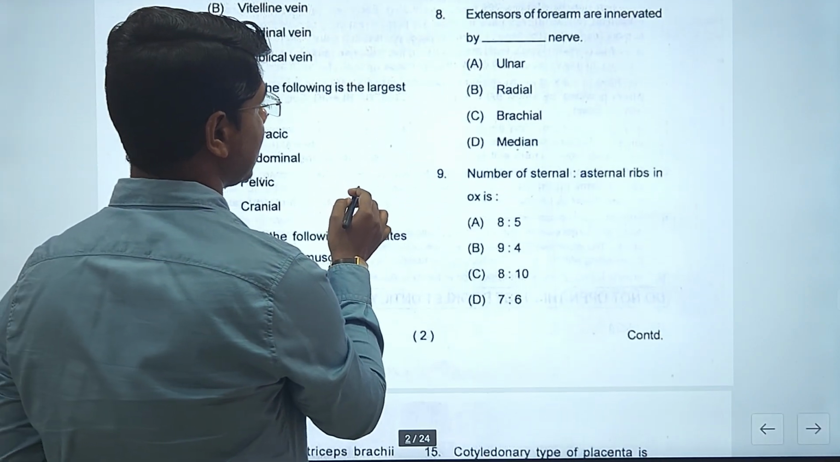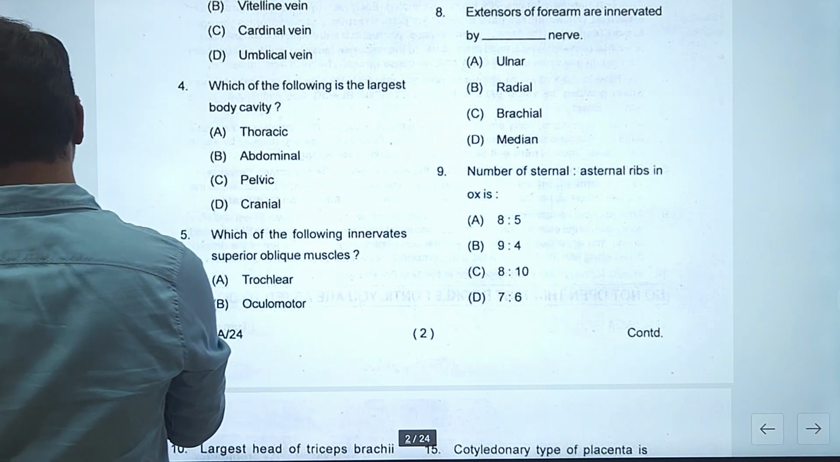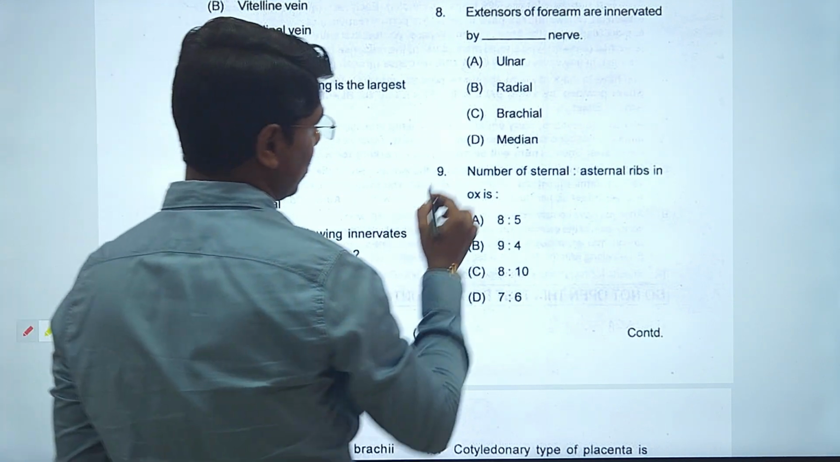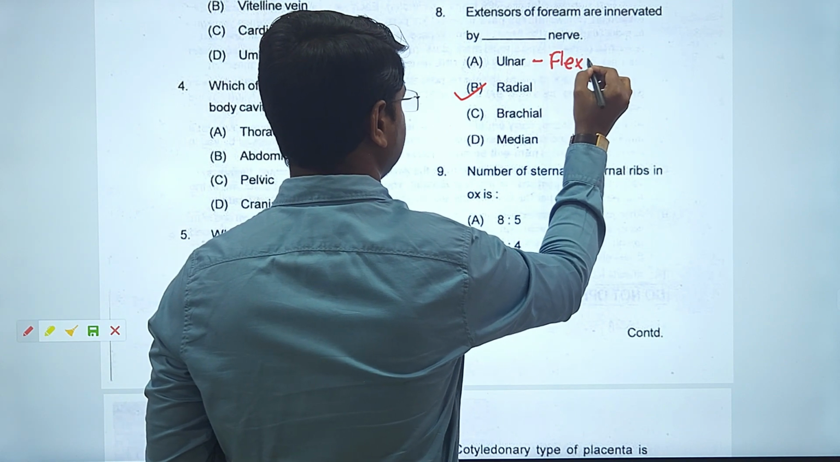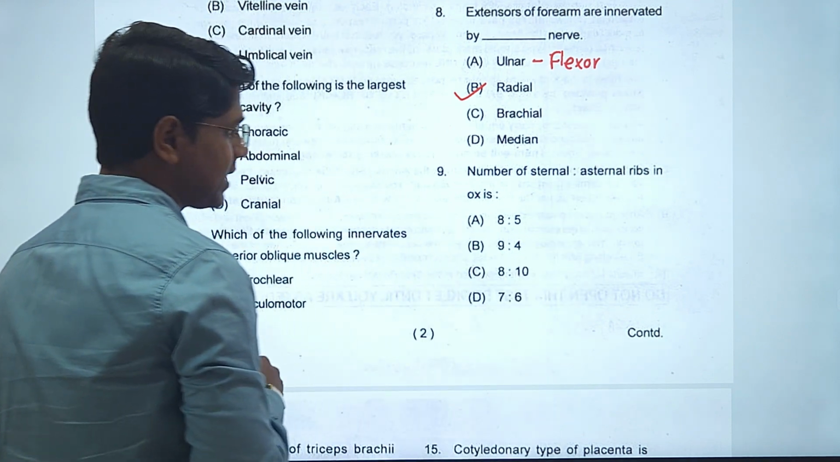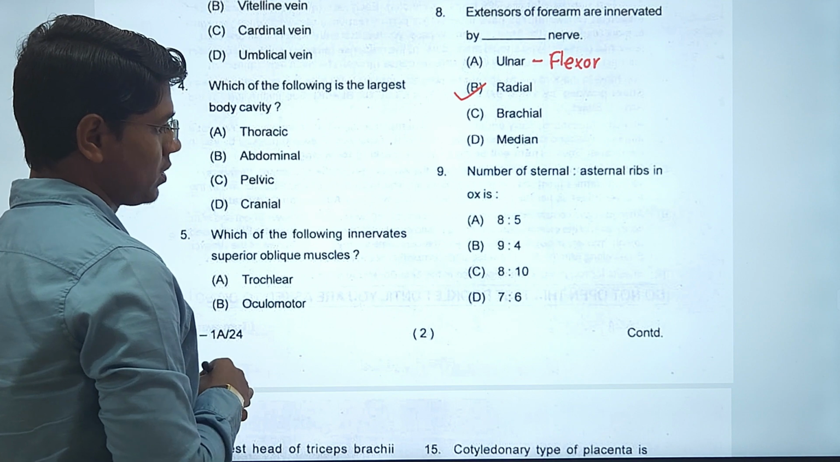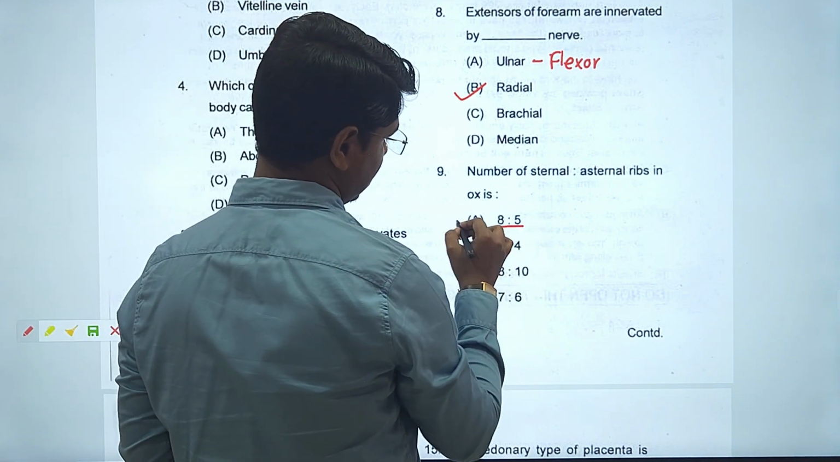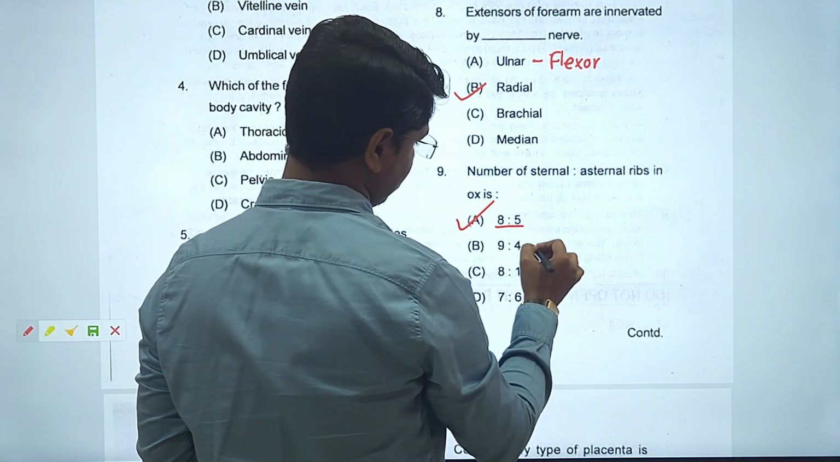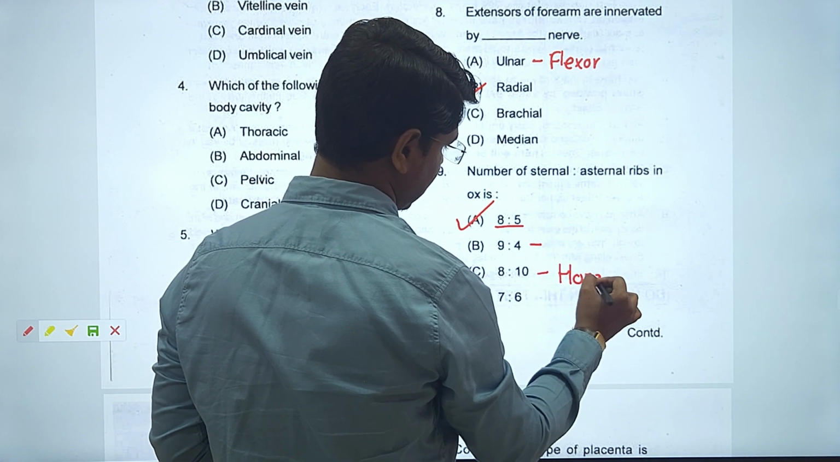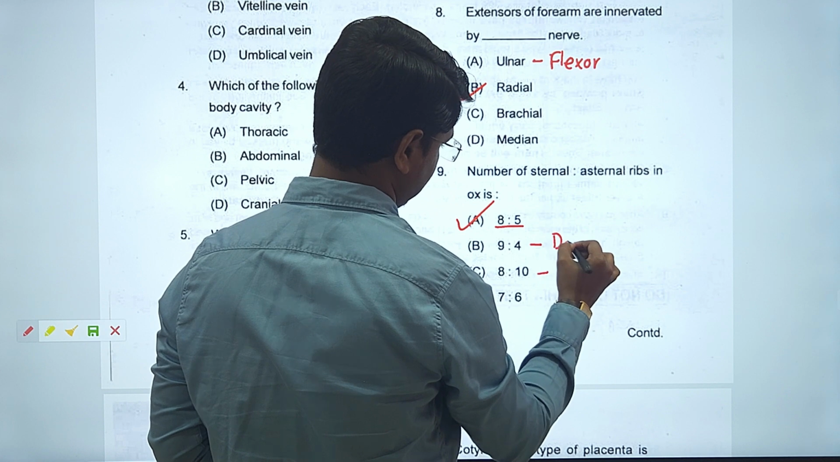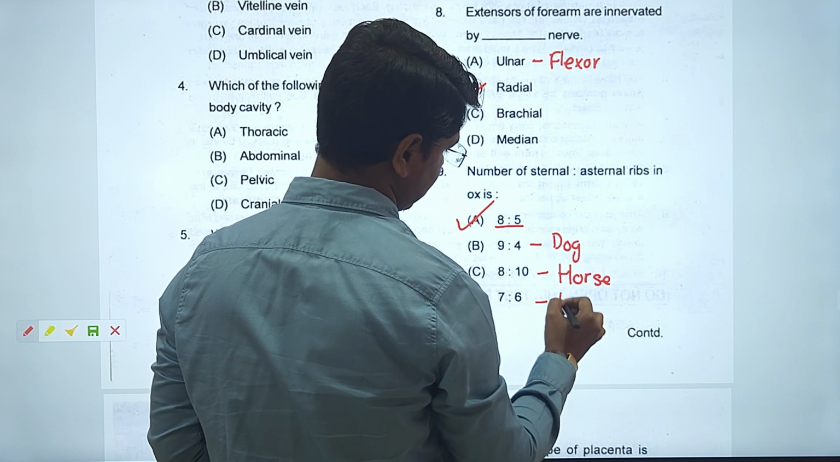Extensors of forearm are innervated by the radial nerve, while the flexors are innervated by ulnar nerve. Number of sternal to asternal ribs in ox is 8:5. Answer is 8:5. 9:4 you will find in horse, 10:8 in case of horse. 9:4 in case of dog. 7:6 is the case of rabbit.